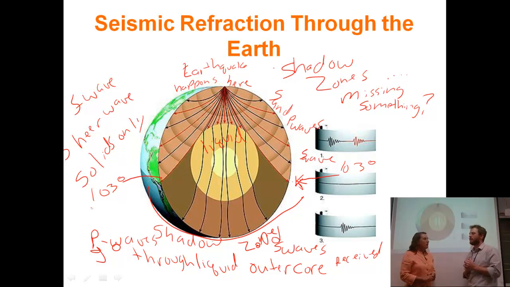And what causes that S wave shadow zone is the fact that the S waves can't go through the liquid outer core. Because they hit that layer and they just stop. They can't go any further because they can't travel through that liquid. Right. Okay, so that's the S wave shadow zone.